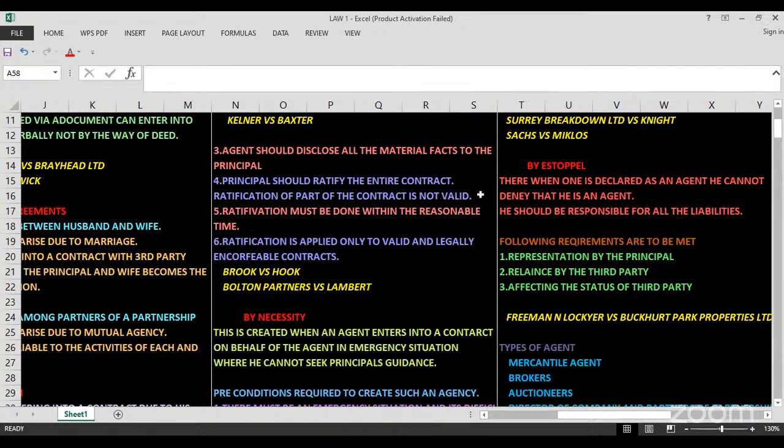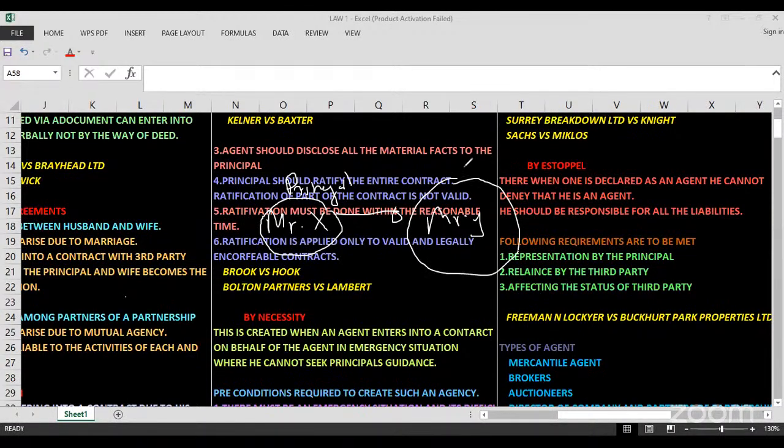And the fourth point is the principal should ratify the entire contract. Ratification of part of the contract is not valid. Let's take another person, Mr. X. He's the principal. Mr. Y is our agent. Now let's say our agent is going into a contract for around 100,000. Now, when our principal is ratifying our agent's activity, the contract is 100,000.